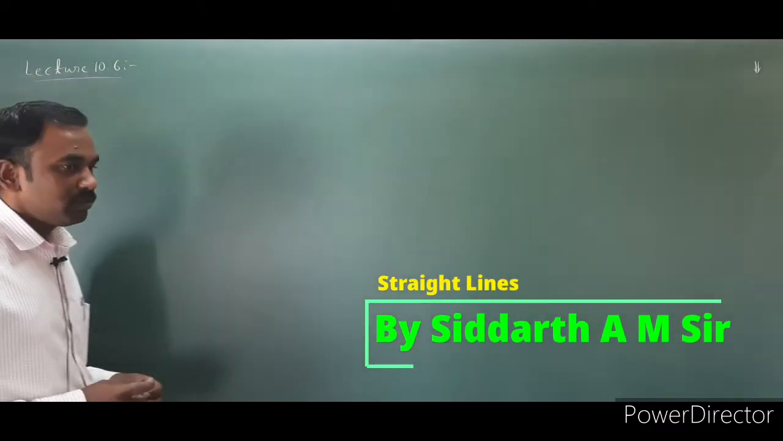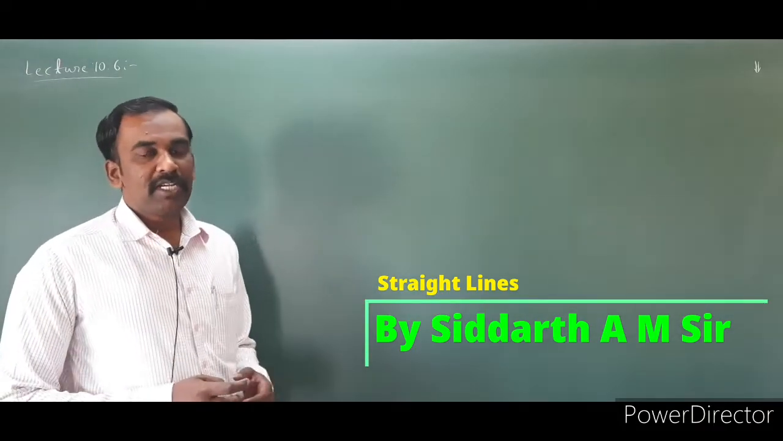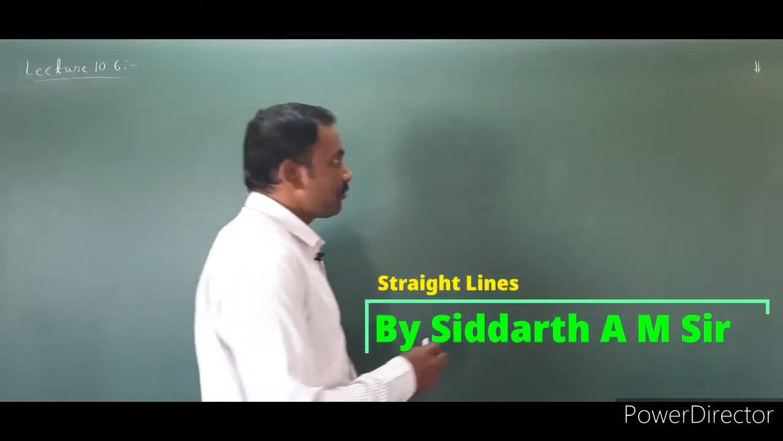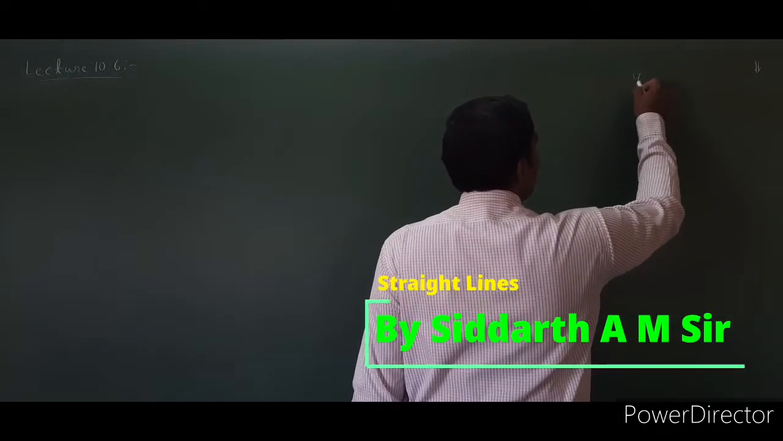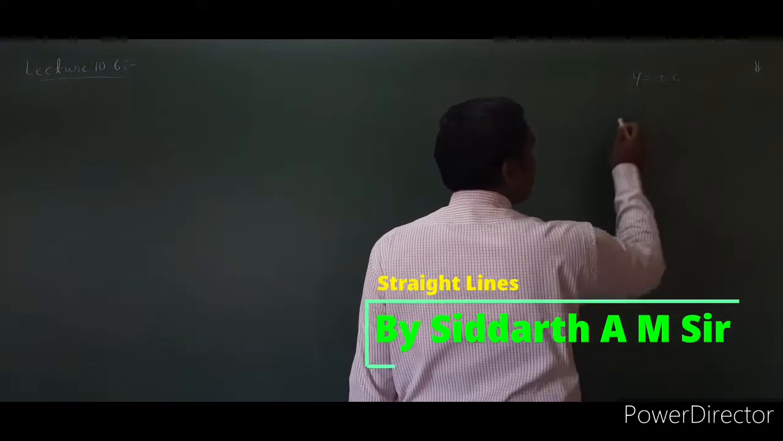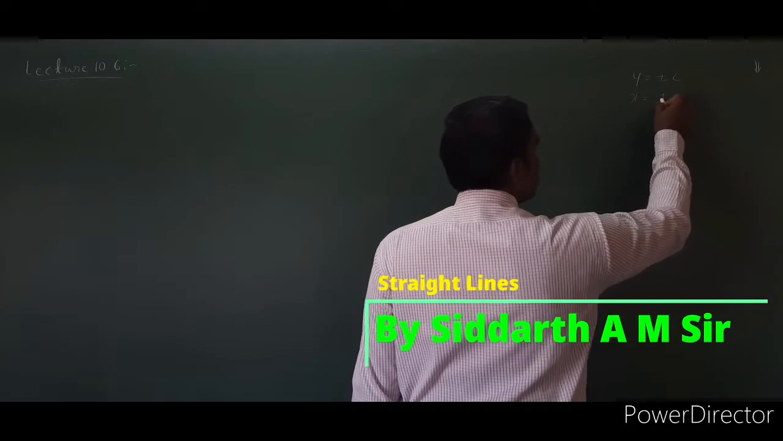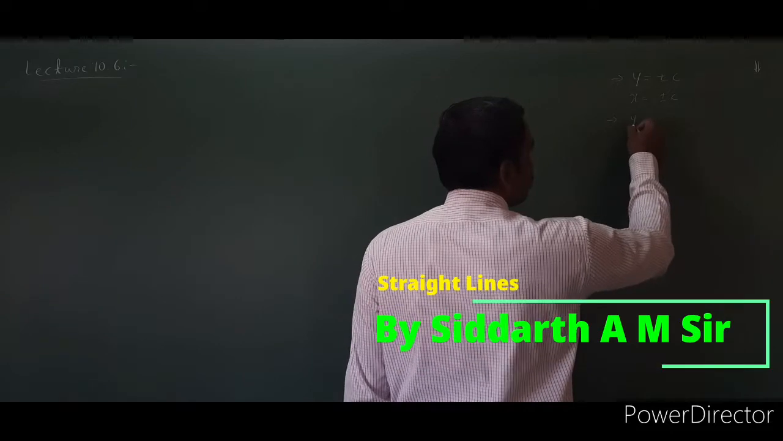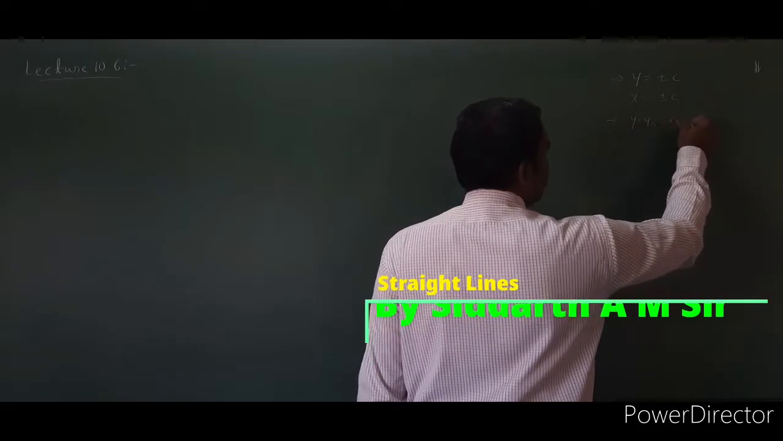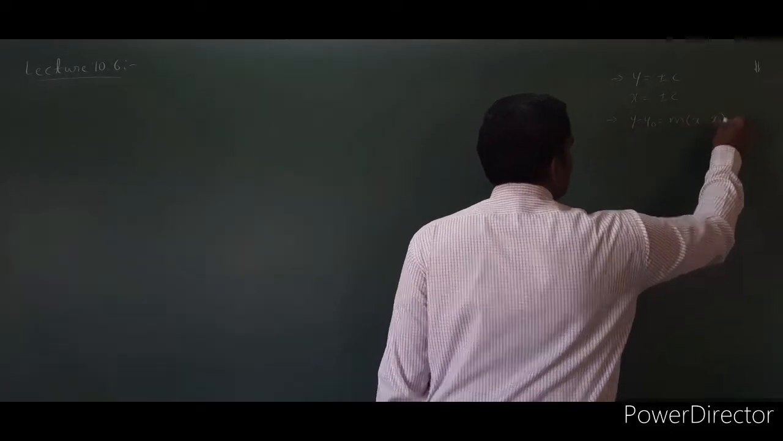In a previous video, you have taken various forms of the equations of the line. What are the various forms of the equation of a line? First one, horizontal line y is equal to plus or minus c, vertical line x is equal to plus or minus c. Next, slope point form: y minus y naught is equal to m into x minus x naught.